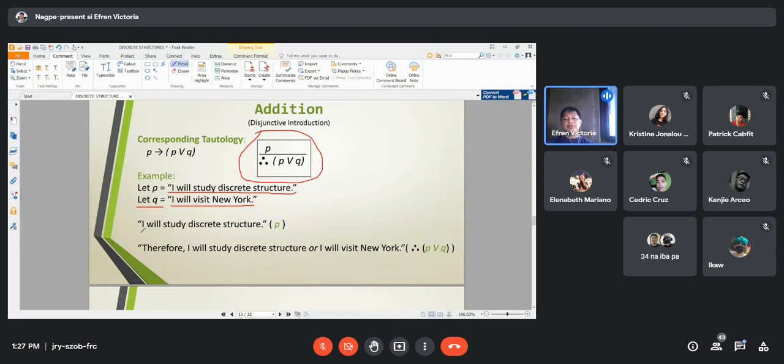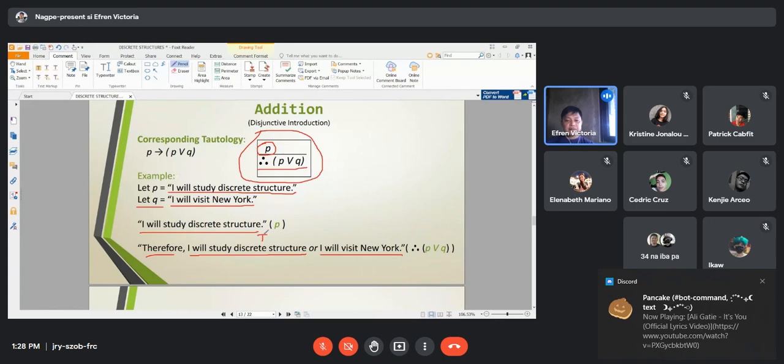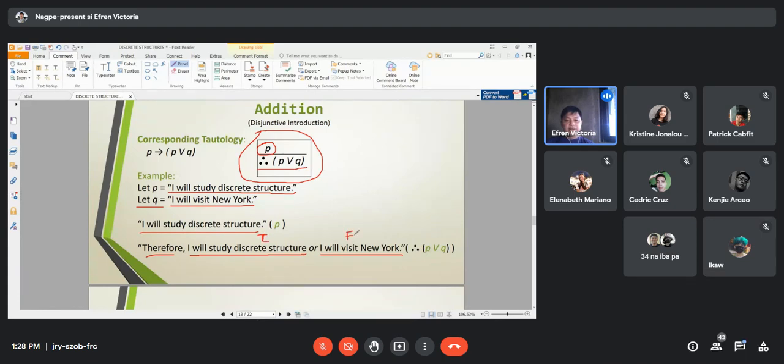So I will study discrete structure, yung premise natin na P. Then the conclusion: therefore, I will study discrete structure, or I will visit New York. So, ito yung conclusion natin. Based on premise natin, I will study discrete structure. So, using OR, kung true ito, kahit false ito, true pa din siya.